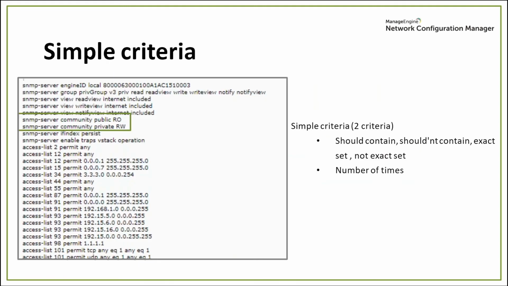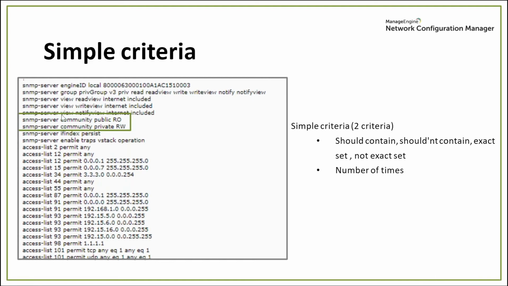Let me talk about simple criteria first. Simple criteria is used when you only have a condition to define whether a particular rule should or shouldn't have a particular string or an exact set. You can also determine how many times a particular string can be present in a configuration file. For example, I don't want these lines, which are SNMP server community public RO and SNMP server community private RW, to be present in my configuration file. So I don't want these two lines. All I have to do is specify the simple criteria and specify these two lines.